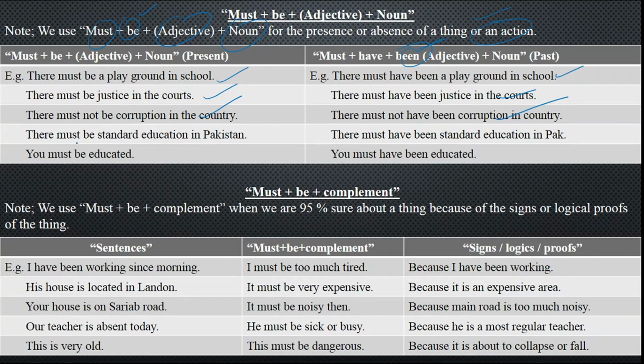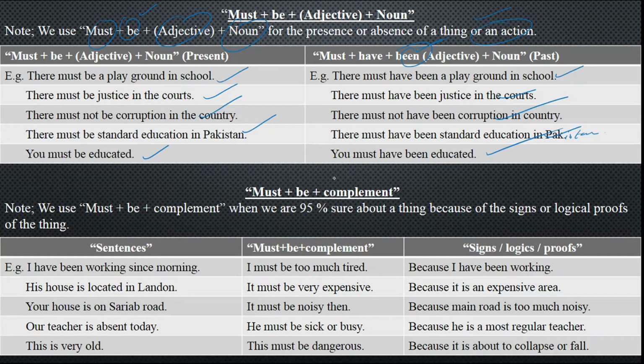There must be standard education in Pakistan. There must have been standard education in Pakistan in the past. We are talking about the past. Next, you must be educated. Now in the present we are talking about the presence, and you must have been educated, we are talking about the past, because now nothing is left to be discussed.